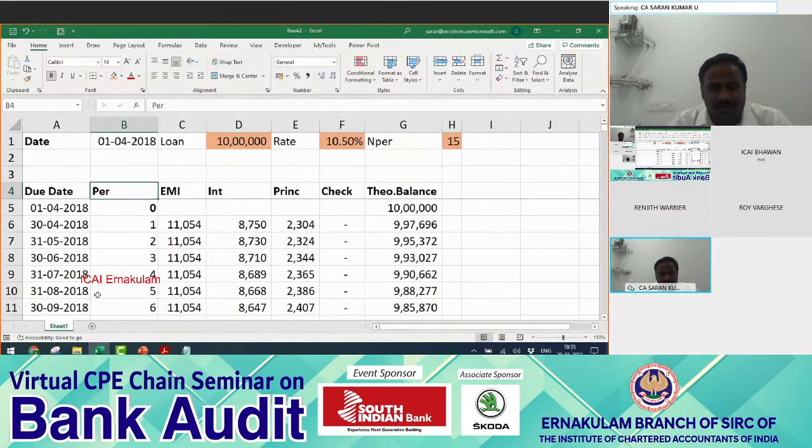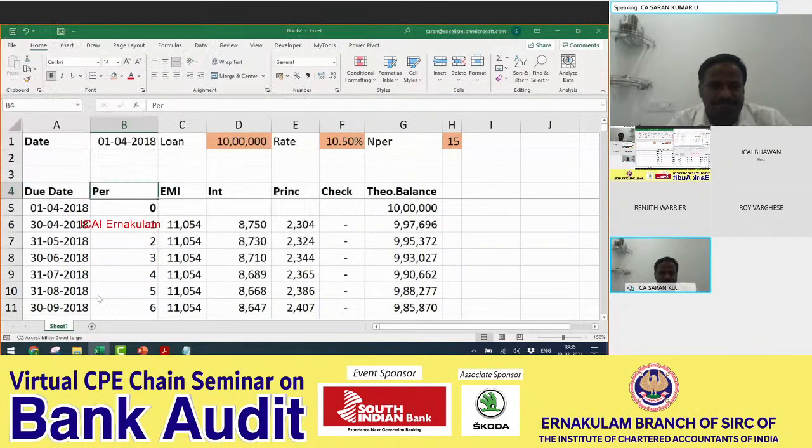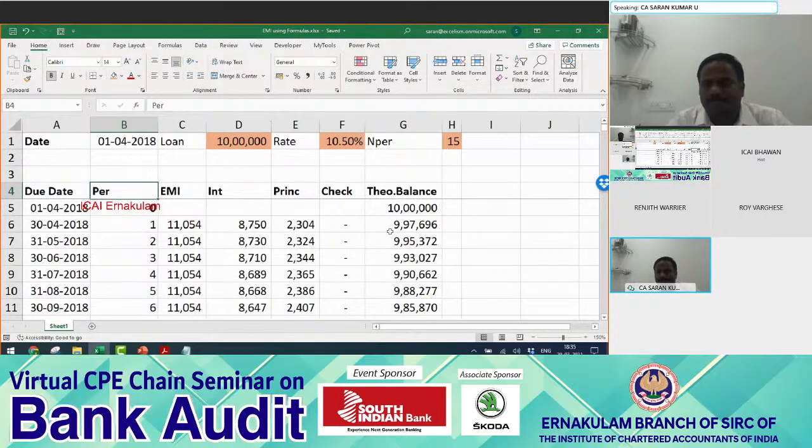So now, you can save this file as EMI using formulas. Save. Yeah, that's all. Any question?